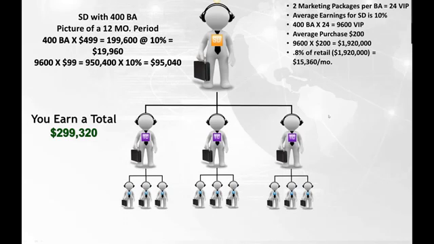Now, if you took the $15,360 and annualized it, because this is on a monthly basis, and added it to the $95,000 one-time purchase and the $19,960 one-time purchase, then the total earnings of that snapshot is $299,000 and change. Again, it's a snapshot. Now, would somebody go to sales director within their first year with 400 BAs and have these numbers? It's possible. Is it realistic? That's up to the individual. I'm just taking a picture in time.